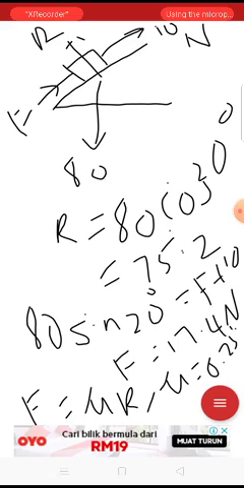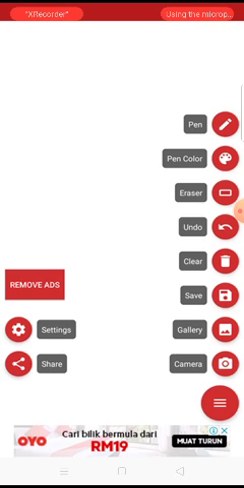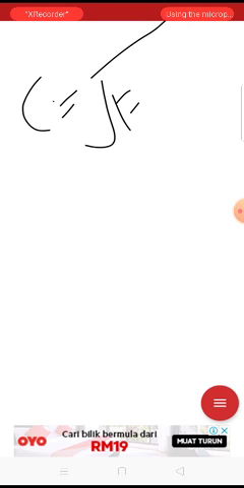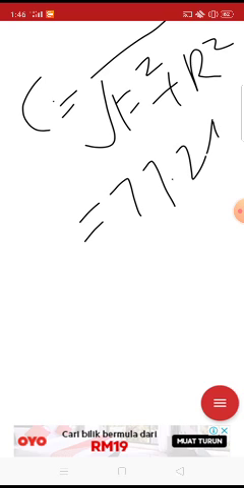0.231. If I continue to calculate, we are able to find that C is equal to the square root of F squared plus R squared. So we are able to find the total contact force equal to 77.2 Newton. So we answer the question, the magnitude of the contact force. If the question asks you to find the direction of the contact force, you need to use the inverse tangent to find it. So that is part a.